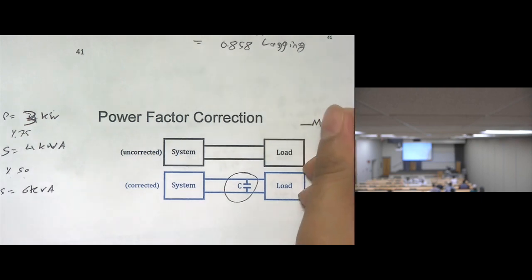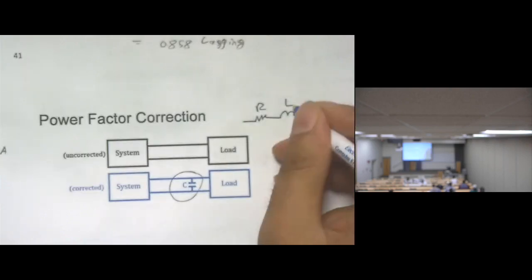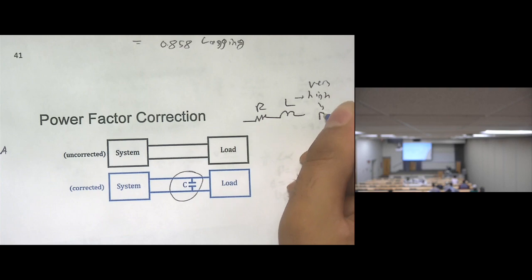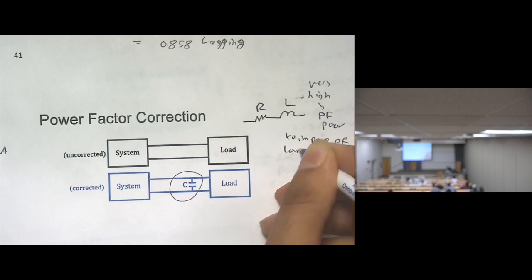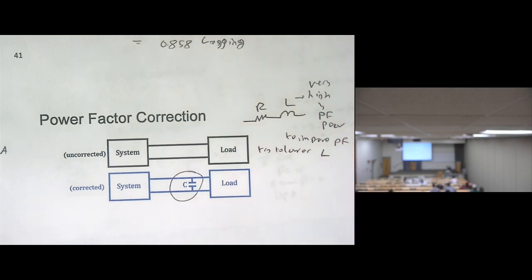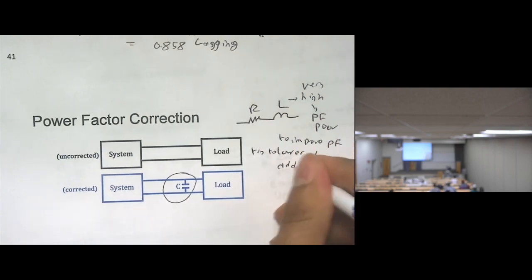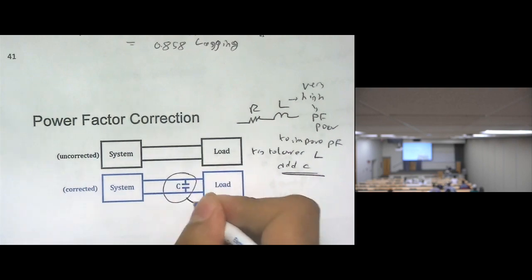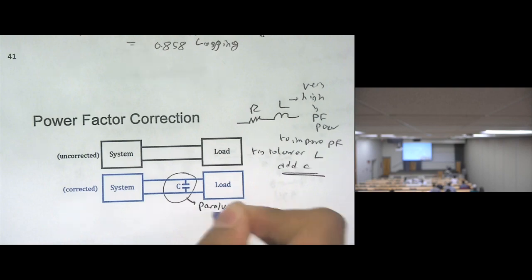Again, most likely the motors are a combination of resistors and inductors. So when L is very high, I will get a poor power factor. So to improve the power factor, we try to lower L. How can I lower L? Add C. Add a capacitor. So we are trying to cancel the effect of that. This capacitor will be in parallel, or we call it a shunt capacitor.